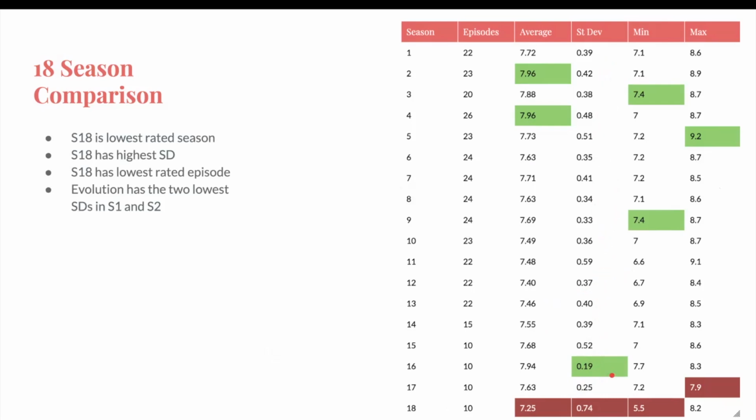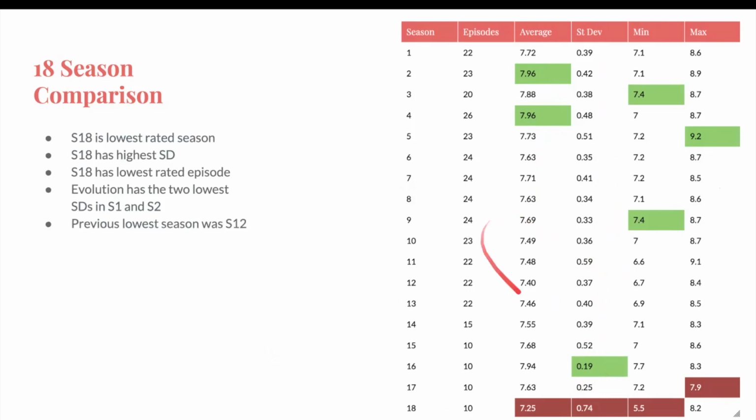And this might just be attributable to the different format that Evolution has, where all 10 episodes are one story, where it depends more on the quality of that one story, as opposed to these seasons, which are just 20 or so different episodes with different stories and different qualities.